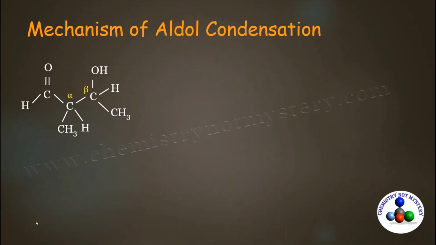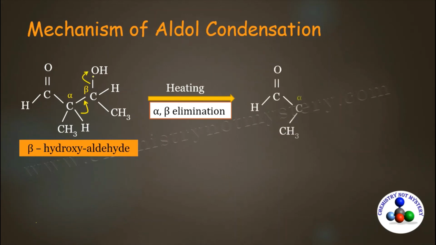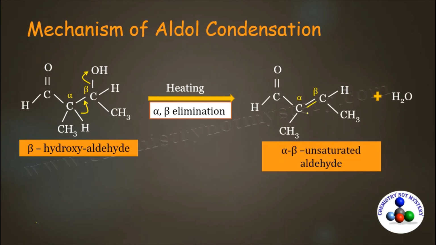So when we further heat this molecule, it will undergo alpha-beta elimination. H plus will be removed from alpha carbon and OH minus will be removed from the beta carbon. And as a result of it, a double bond will be formed between alpha and beta carbon, and alpha-beta unsaturated aldehyde will be formed.